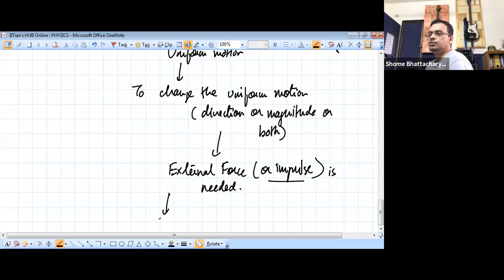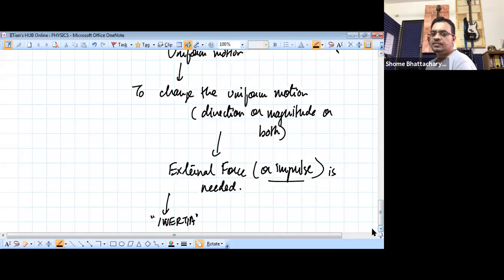So that property of the body is again inertia. That property of the body is inertia. The property by which it will tend to resist any change in its uniform motion. It will tend to go in the same direction at the same magnitude of velocity. It will neither tend to change its direction nor change the magnitude of its velocity until and unless there is an external force or impulse.